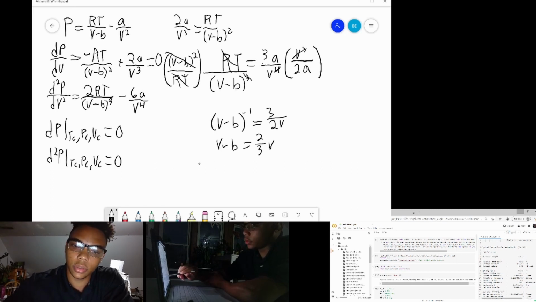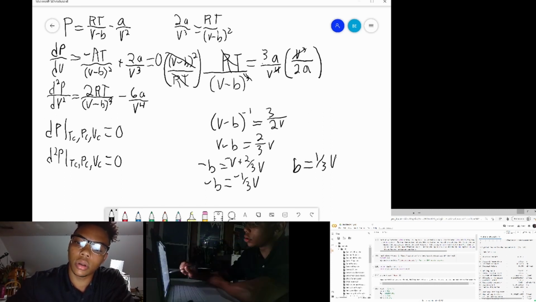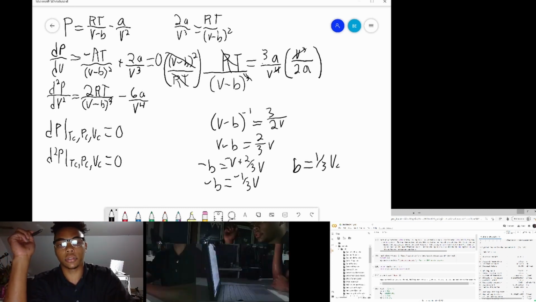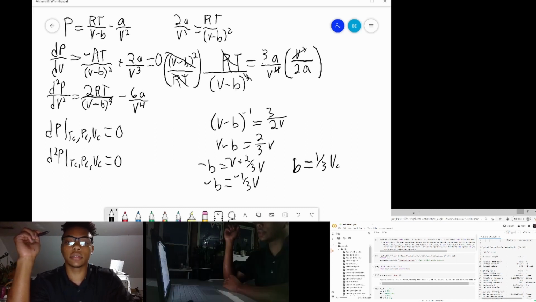And if we have a negative B equals V minus 2 over 3 V, we get negative B equals negative 1 over 3 V. So B is equal to 1/3 our critical volume, which in retrospect accounts to a lot of volume within a container if we're at our critical point. Yeah, that's actually a substantial amount of volume.